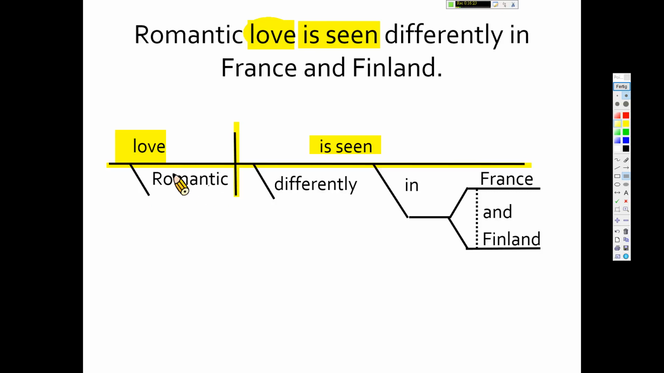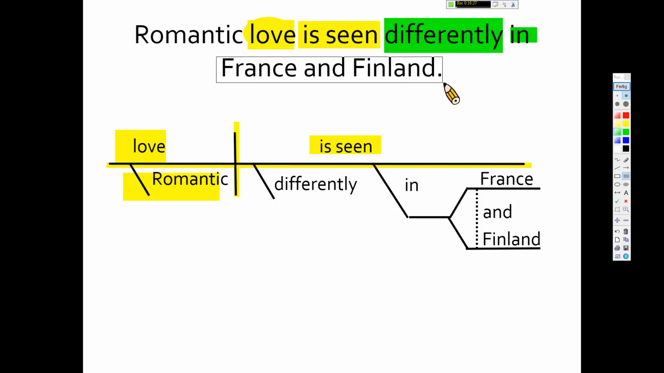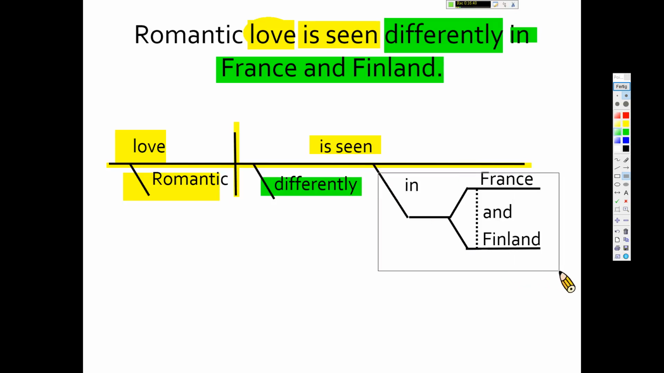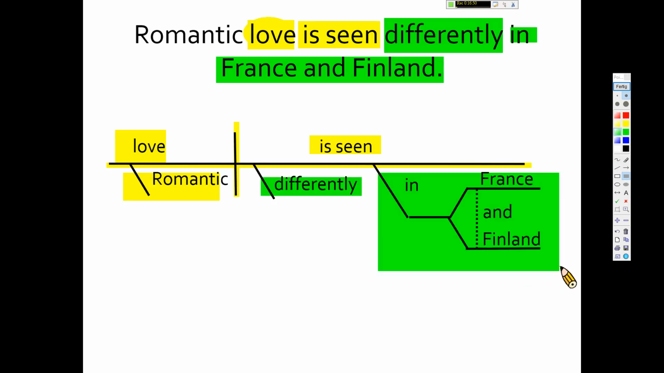So romantic is used to modify love, no problem, right? And seen differently. There are two modifiers. One, differently. The other one is in France and in Finland. So differently is used to modify is seen. And in France and Finland, this combination is a prepositional phrase. But please note that and is the dotted line.